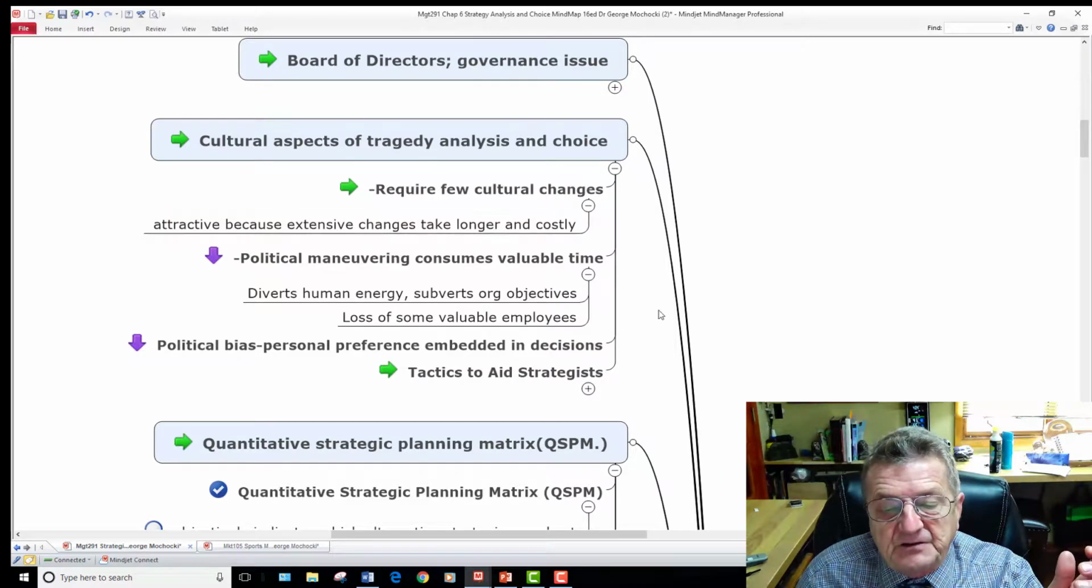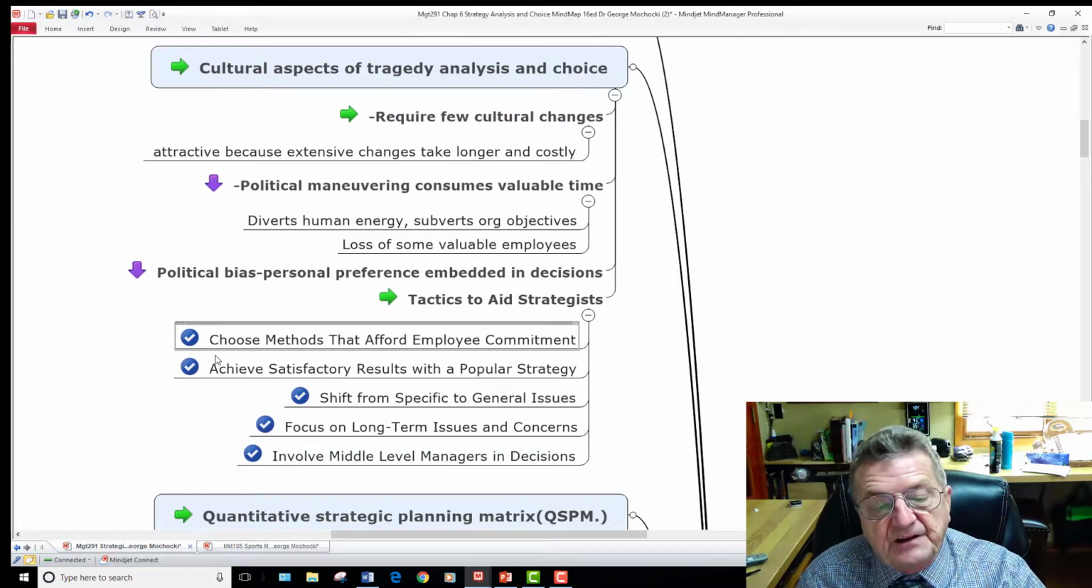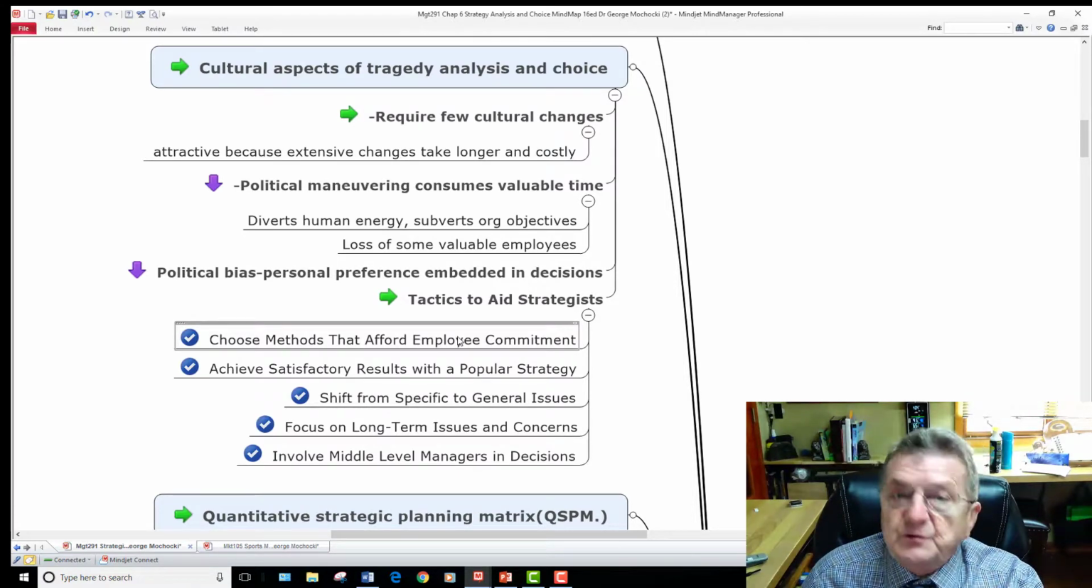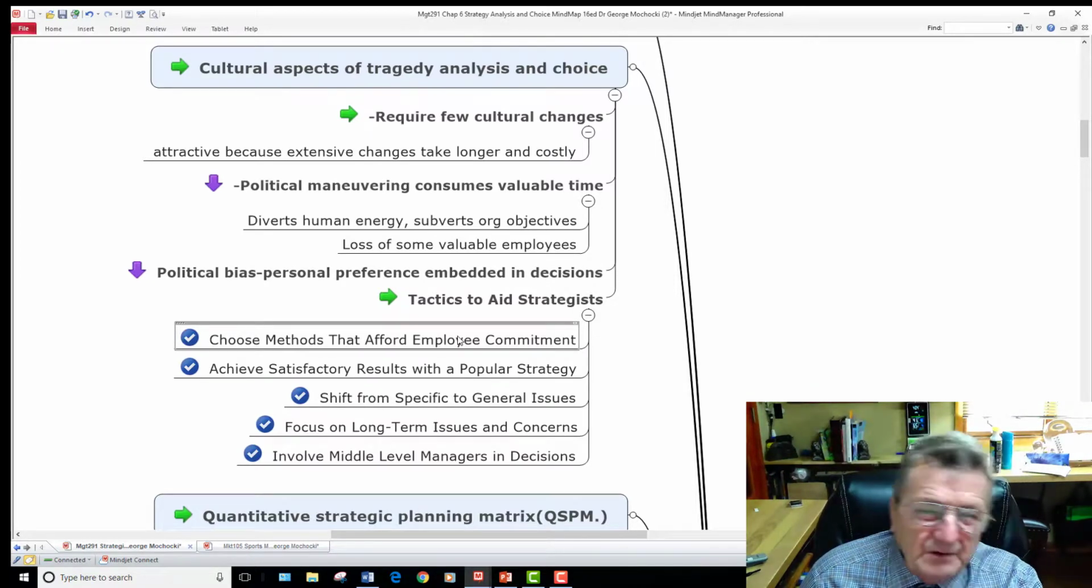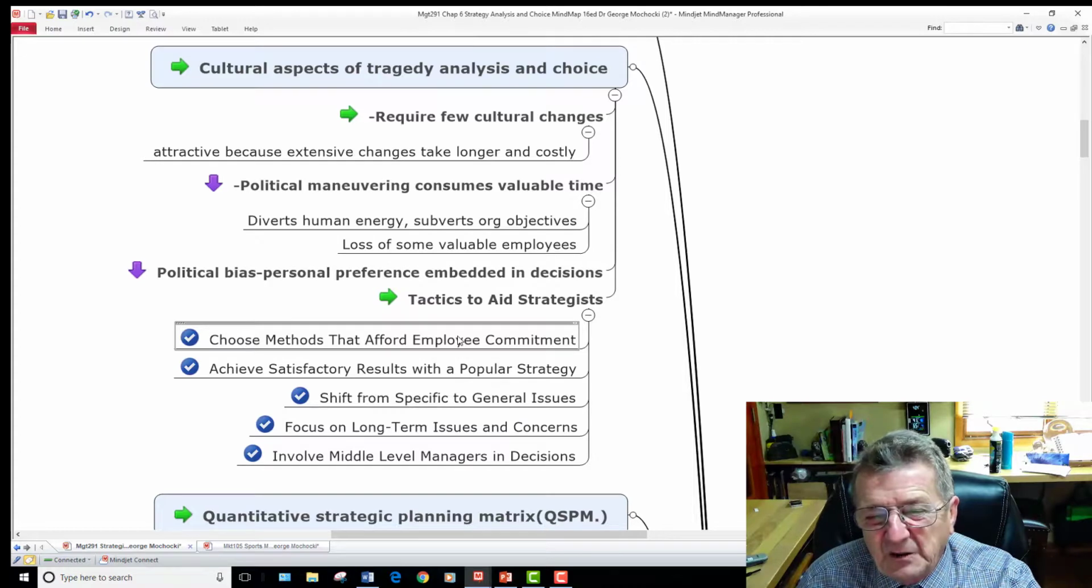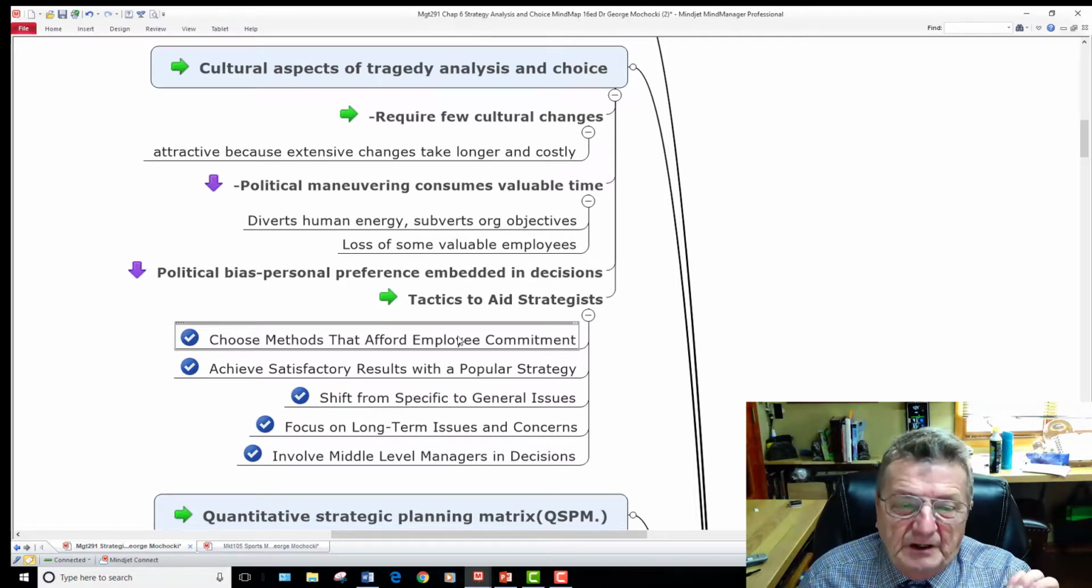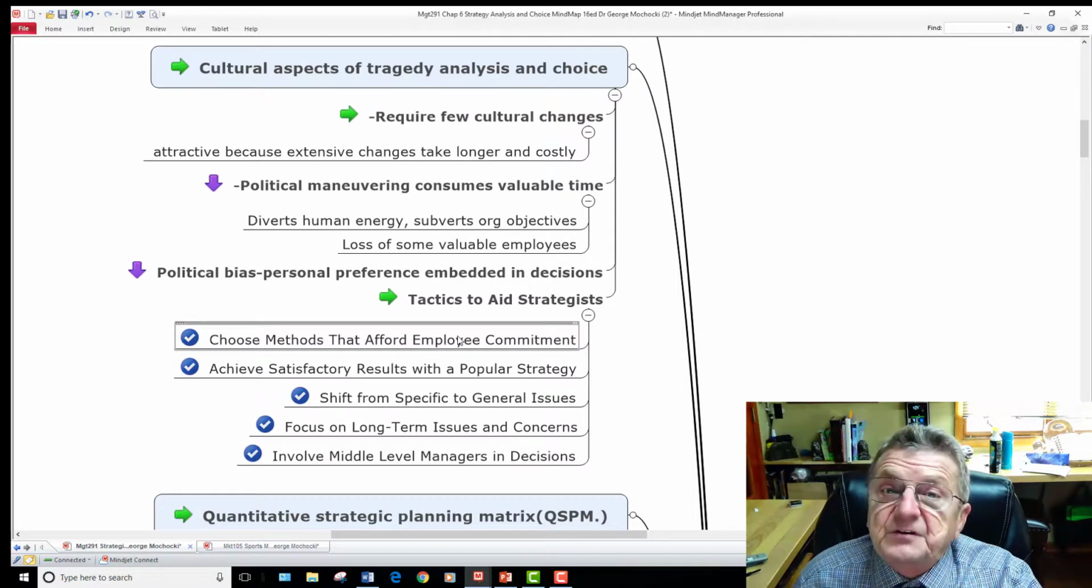Okay, and tactics to aid the strategist are basically to choose methods that afford company employee commitment. And a lot of larger companies do have somebody in public relations who actually deals with the legislators, the congressman, the House representative, or the local officials. You know what I mean? They may talk to them. They can't take any money or bribes, but they are involved in some of the decision making and putting in their concerns or their objections.